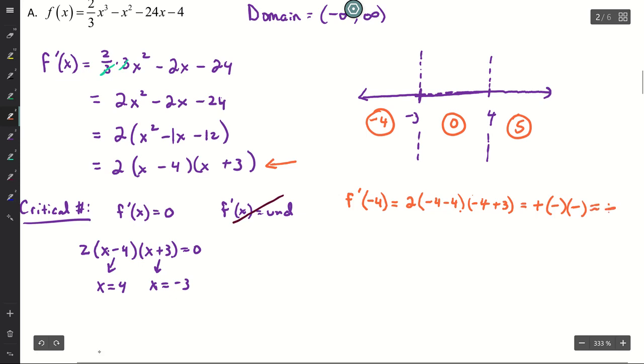So what I would want to see on a test is I would want to see the sign of the derivative, and then I also want to see the behavior as far as increasing, decreasing. So that would indicate to me that I'm increasing in that interval.